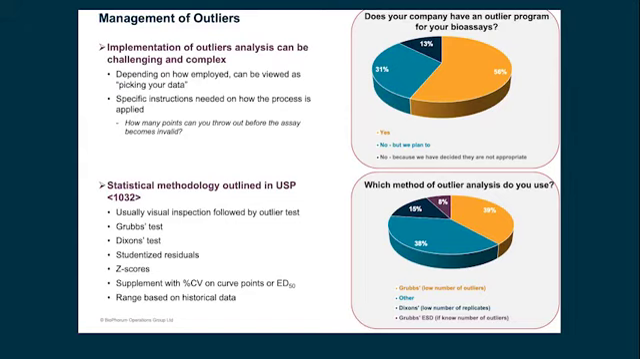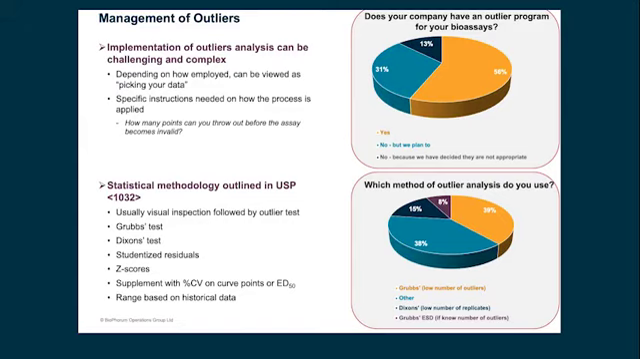Outlier analysis tools are used to varying degrees by the forum bioassay members. There is an almost 50-50 split between the companies that have implemented an outlier program versus the ones that do not have any outlier program in place. However, amongst these companies that do not have any outlier program, they have it in the pipeline, so they are planning to implement such a program in the future.